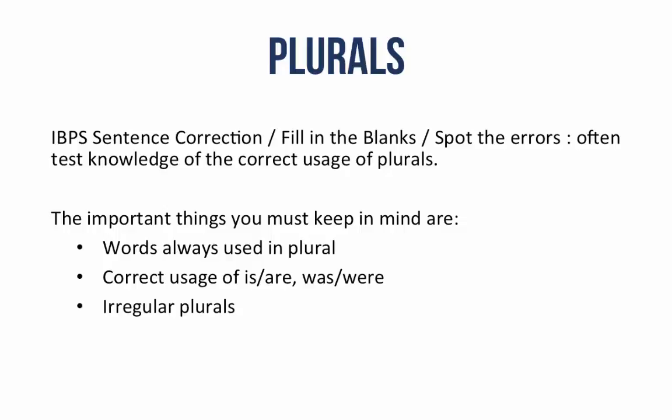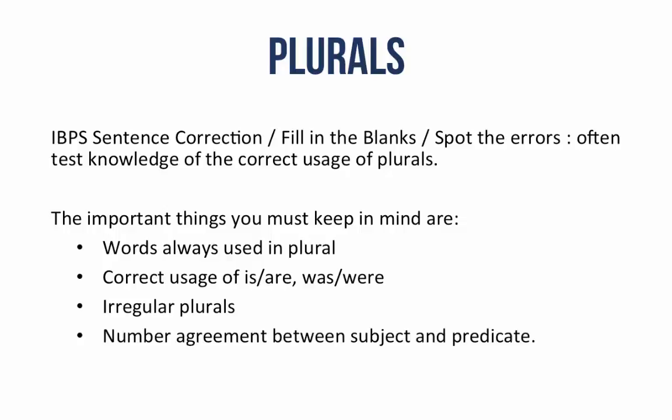There are some words which have a different plural form. These are called irregular plurals. The subject and the predicate must agree in number. That is, both should be either singular or plural. Let us take a detailed look at each of these concepts.